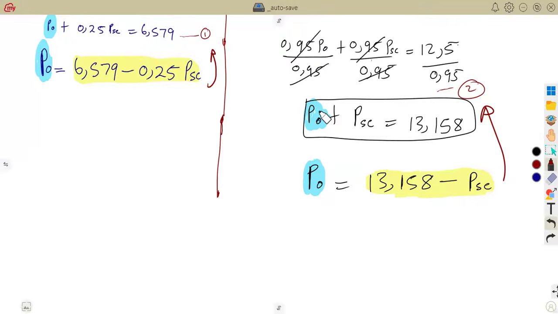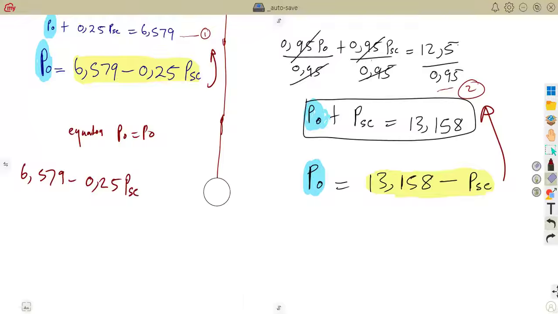Yeah, I just saw that it is easier because of this. I don't need to divide by anything. So I'm just going to equate these two. If we equate PO to PO, this one and this one, it will be 6,579 minus 0,25 P short circuit, which is equal to this one that we had on the other side, 13,158 minus P short.